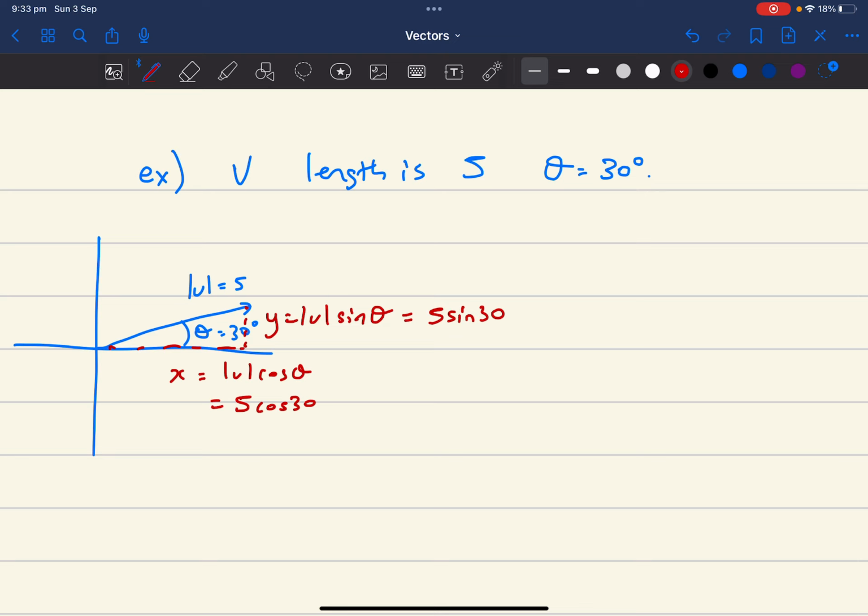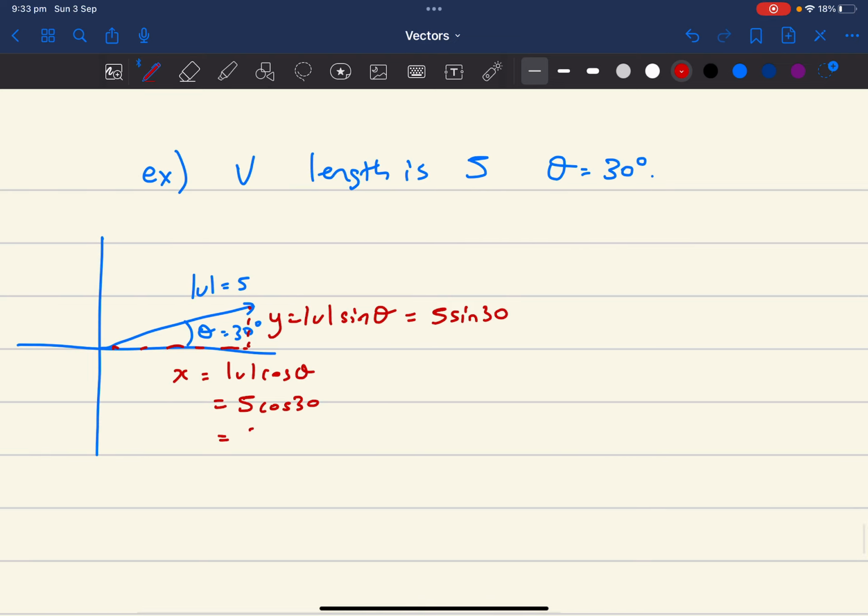Wait, cos 30 is root 3 on 2. So this should give you 5 times root 3 on 2. Yep. And then sine 30 is half, I believe. Yep. So this gives you 5 over 2. So if you write it in component form, it should look like this: v equals 5 root 3 over 2 i plus 5 over 2 j, like that. That should be your answer.